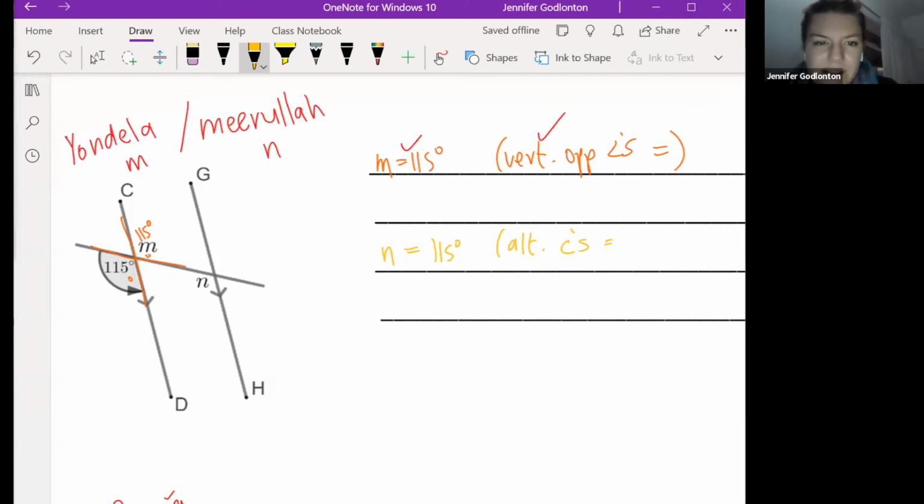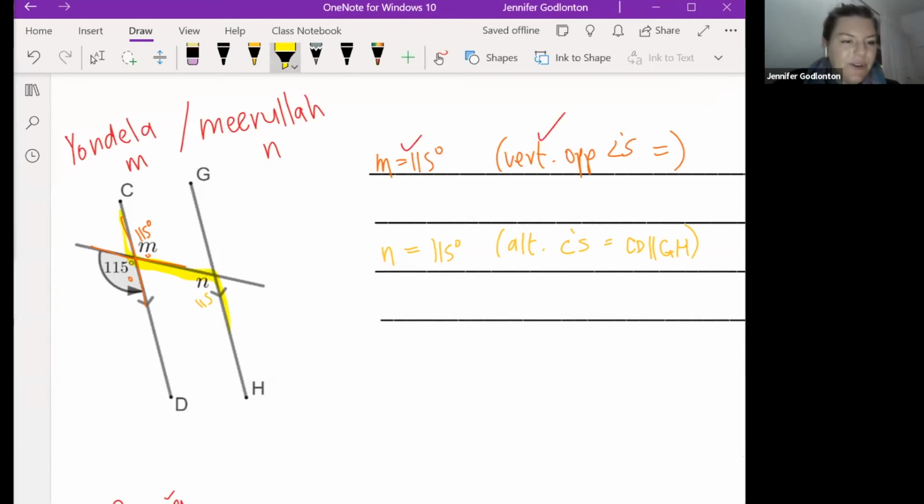What am I going to write? What's parallel to what? CD parallel to GH. Good. Now remember, if we don't write that, we don't get the mark. Always don't forget it. So N is equal to 115 because of alternate angles. There's our Z.